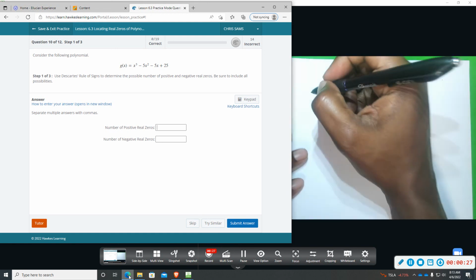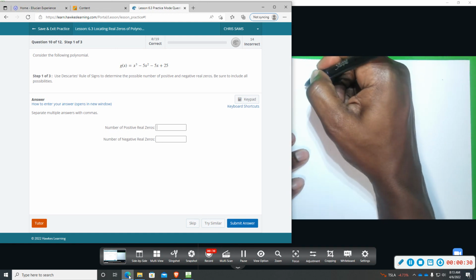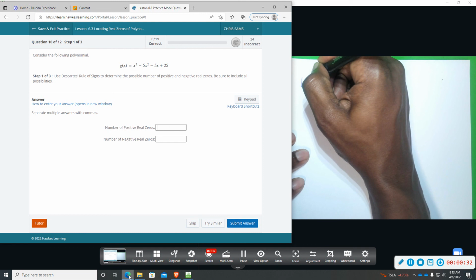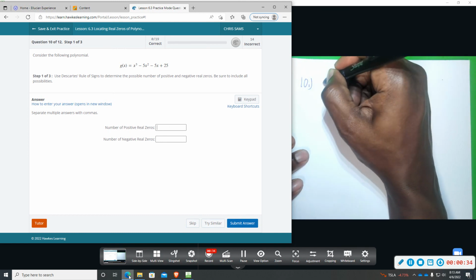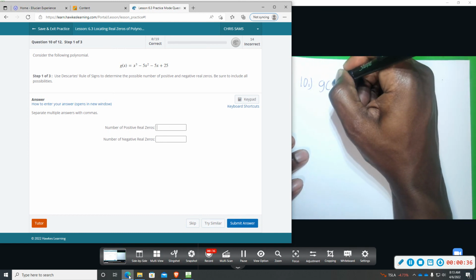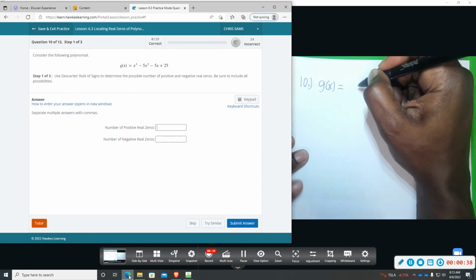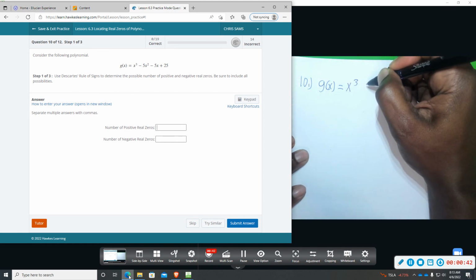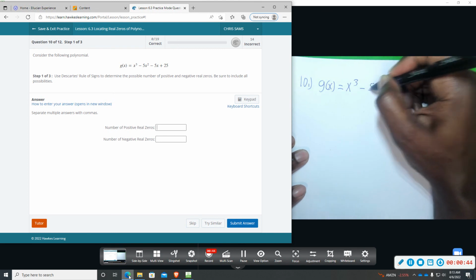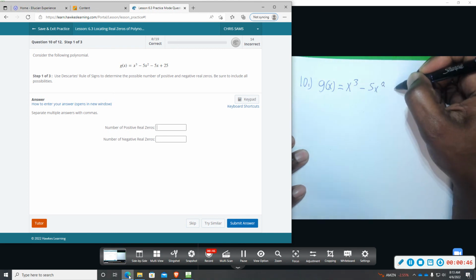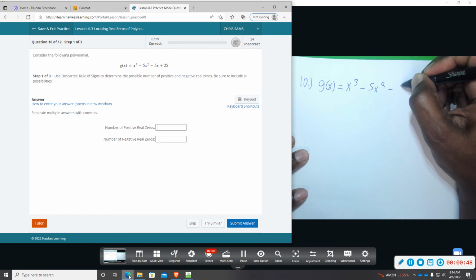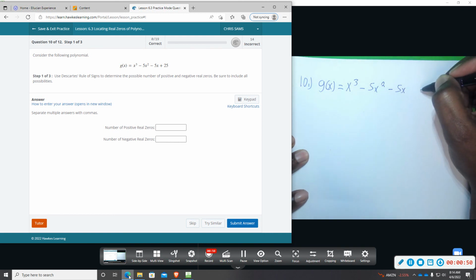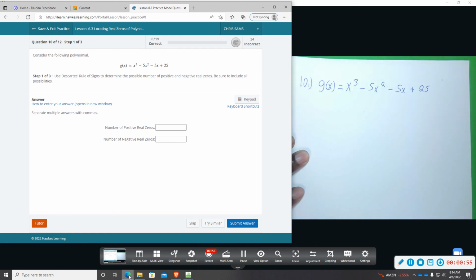So, this polynomial is g of x, which is equal to x cubed minus 5x squared minus 5x plus 25. Okay.